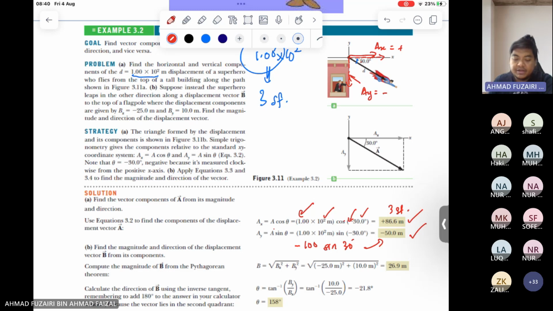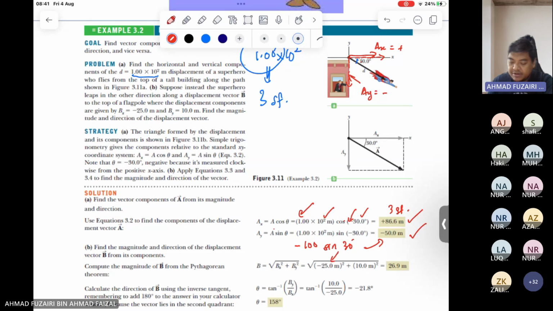Then we want to find the leaps in the other direction along a displacement vector P to the top of the platform where the displacement components are given by Bx equals to negative 25 and By equals to 10. Find the magnitude and directions of the vectors. Okay. So B equals to Bx square plus By square and equal.